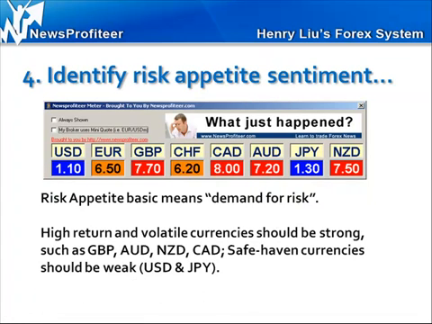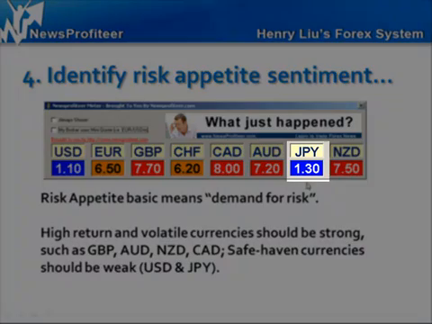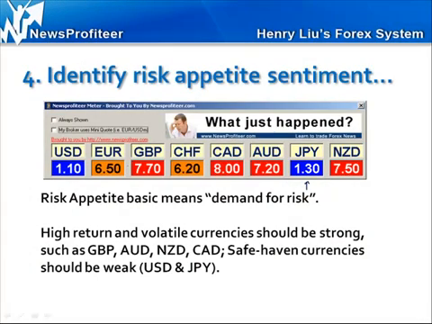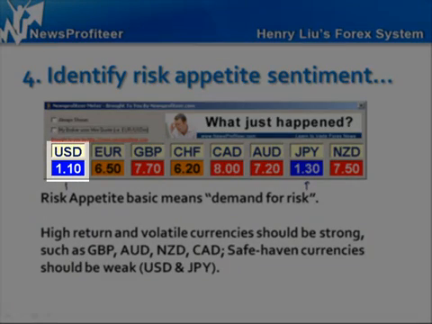Moving on, the fourth way of identifying is to identify a risk appetite sentiment. And risk appetite basically means demand for risk. And what is risk? Risk basically is associated with return. So when you have more volatility and more return, that's what you want. So it's basically a complete reversal. We're going to see a weaker Japanese yen, and maybe not as weak as the Japanese yen, but the dollar should also remain a little bit weaker.